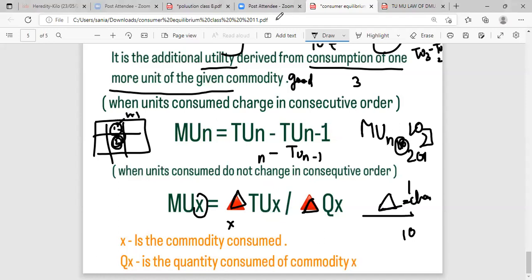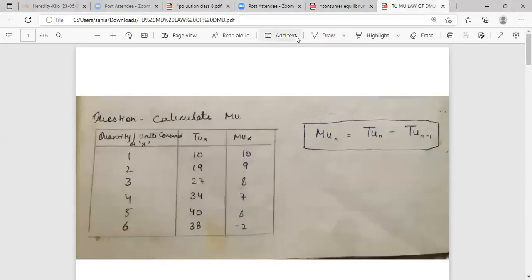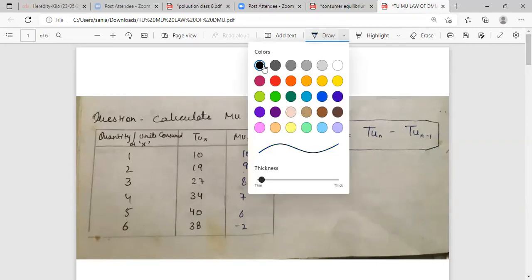I hope everyone is done. Yes, ma'am. Now, basically, this was the question, right, ma'am? What is this TU? So this is the major formula we are going to use. Okay, now I'll explain it with the help of a numerical.